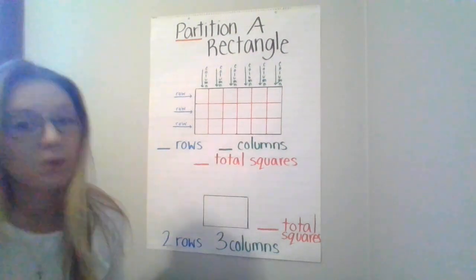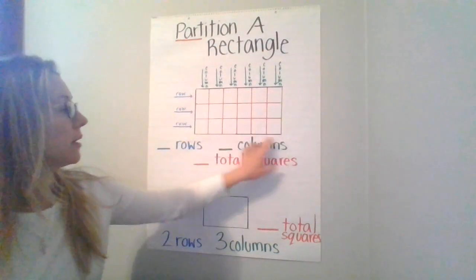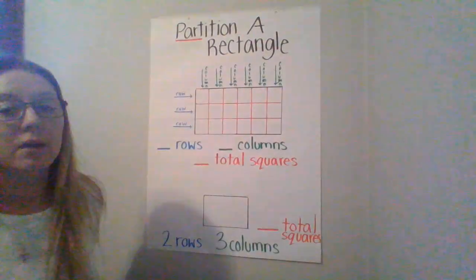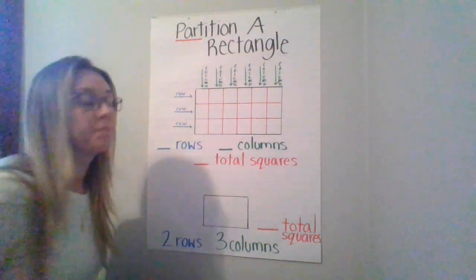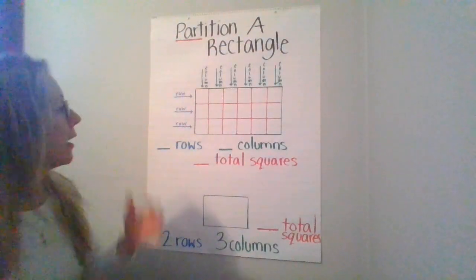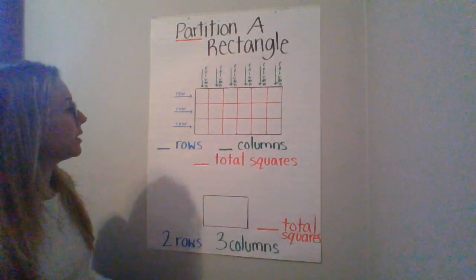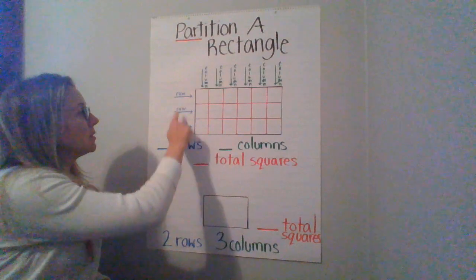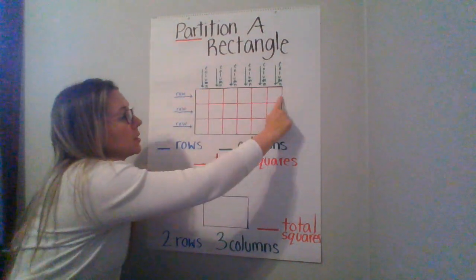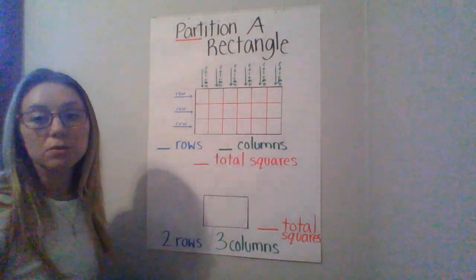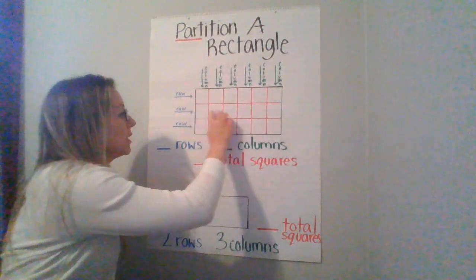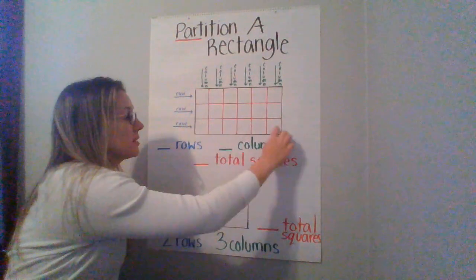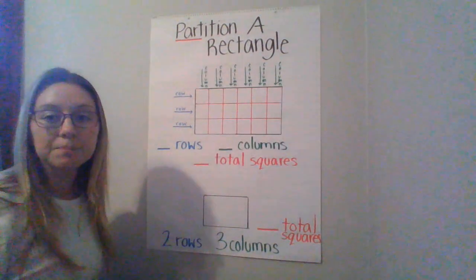Okay, so in this first rectangle here in black, you can see I drew a rectangle and I divided it into squares or parts. And if we look here, I have it labeled that going across or horizontal is called a row. So this is a row in my rectangle, this is a row, and this is a row. Rows go side to side.